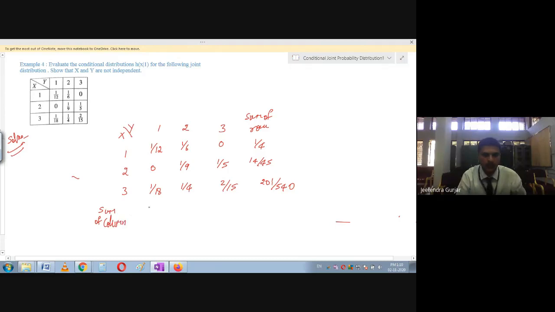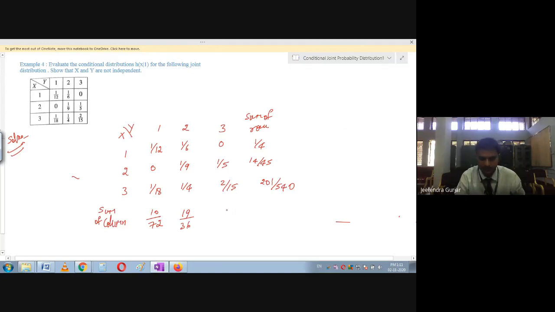Column. So what you are going to add here? It is 1 upon 12 plus 0 plus 1 upon 18 you are going to add. I think you will get here 10 divided by 72. Similarly, add 1 upon 6 plus 1 upon 9 plus 1 upon 4. If you add these values, you are going to get 19 upon 36.